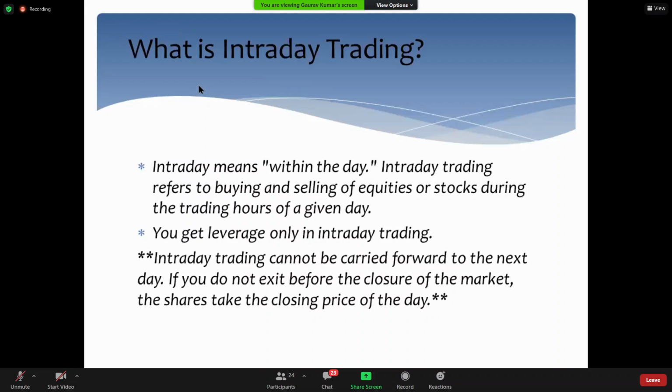so what is intraday trading? Intraday, as I said, means within the day. Intraday trading refers to buying and selling of stocks during the trading hours of a given day. You get leverage only in intraday trading. Intraday trading cannot be carried forward to the next day. If you do not exit before the closure of the market, the shares will take the closing price of the day.